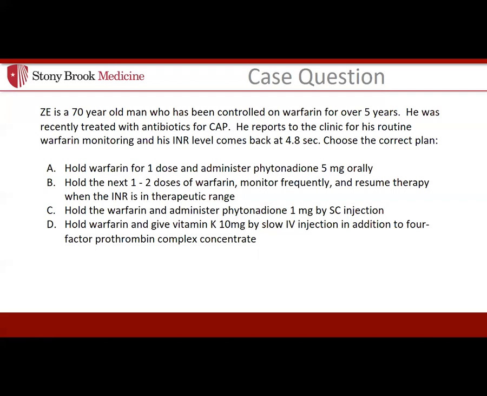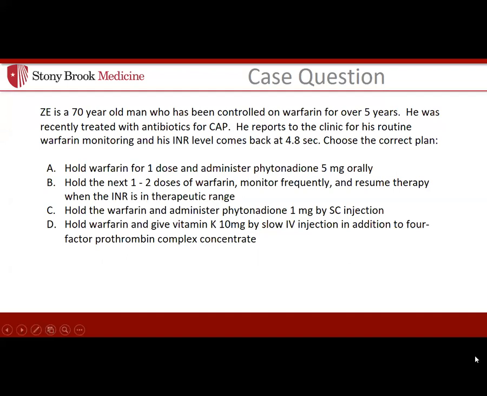Give you a second to read the options. So the answer here is going to be B. Yes, Melinda got it. So B is the correct answer. You're just going to hold the next one to two doses. The patient isn't actively bleeding. So this comes down to INR. But again, like I said, the vitamin K isn't necessarily needed at this point.